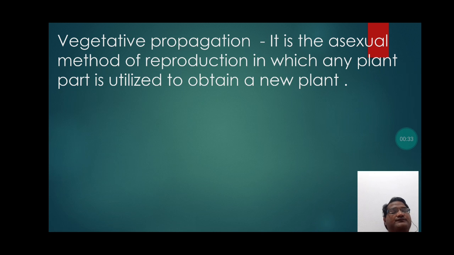Vegetative propagation. It is the asexual method of reproduction in which any plant part is utilized to obtain a new plant.